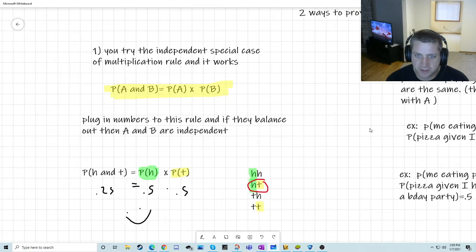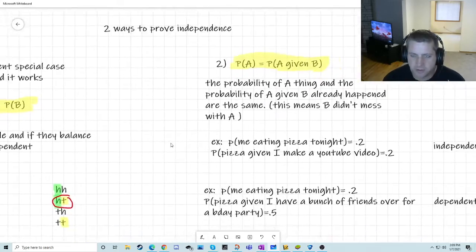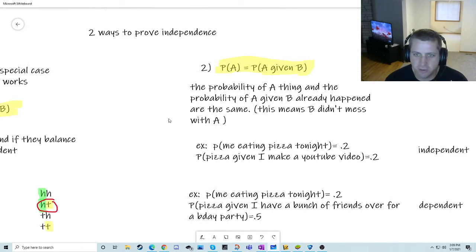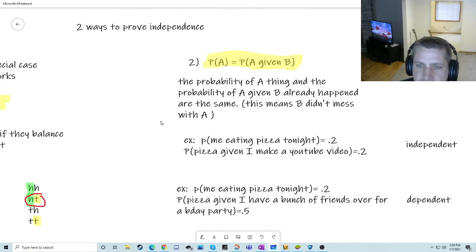An easier one to explain is actually the second rule. The hardest part about the second rule is getting the given section, but the way to explain this is if the probability of A is the same as the probability of A given B already happened, then they're independent. And the reason this makes sense is this means B didn't actually mess with A, right? So if the probability of A just stays the same if B happened, cool, then they're independent. If A was changed because B already happened, well, that's literally the definition of dependent, right?